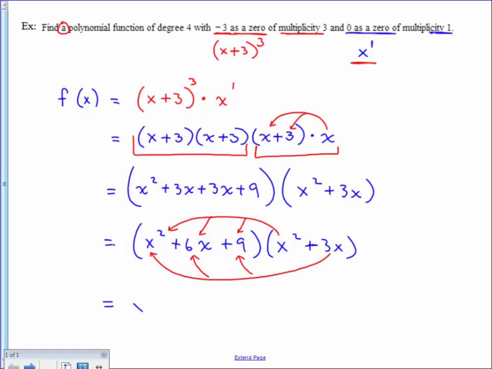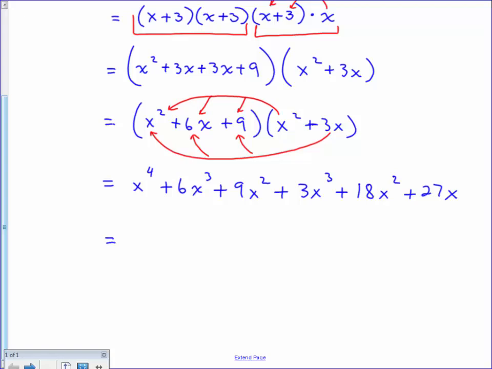X squared times x squared is x to the fourth. X squared times 6x is 6x to the third. X squared times 9 is 9x squared. 3x times x squared is 3x cubed. 3x times 6x is 18x squared. And then finally, 3x times 9 is 27x.